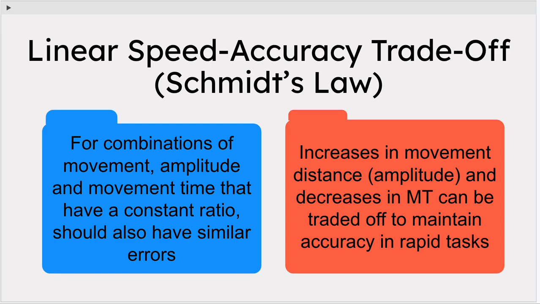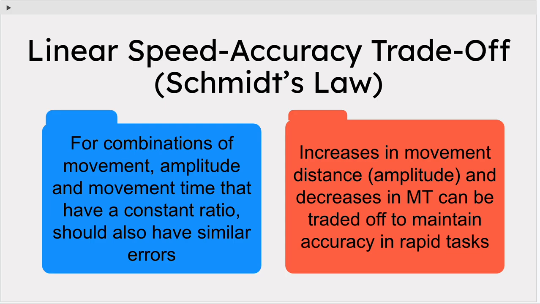So the topic I had is the linear speed accuracy trade-off, or Schmidt's law. The concept behind this is that combinations of movement amplitude and movement time that have a constant ratio should also have similar error. So if you have a greater distance between the targets, or an increase in movement time or decrease in movement time, with the same constant ratio between those two variables, you should have similar errors in the trials.